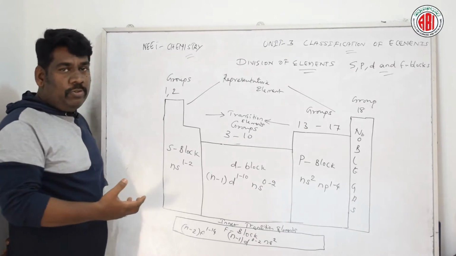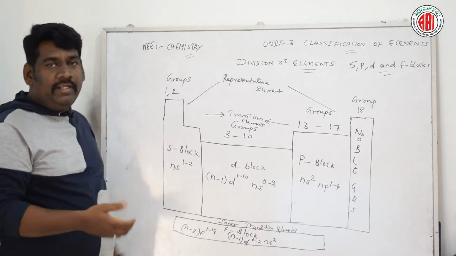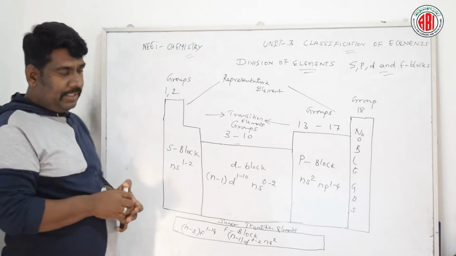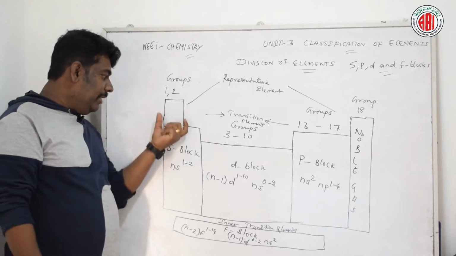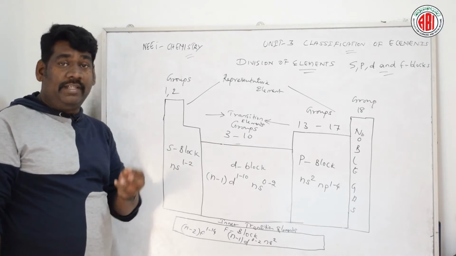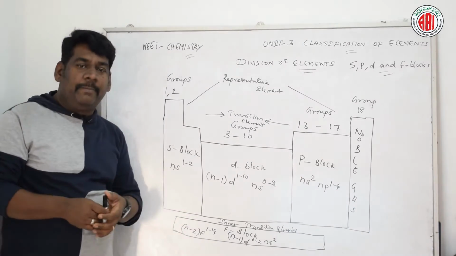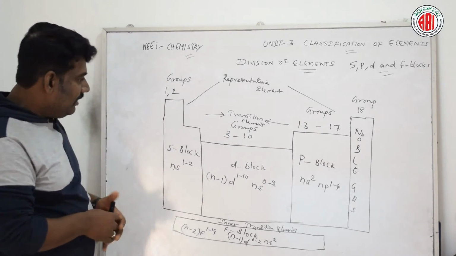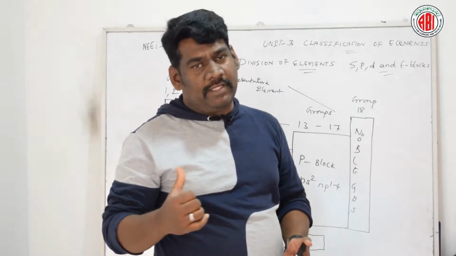Univalent, usually we see in the alkali metals. Bivalent, usually we see in the alkaline earth metals. And finally, the elements in the S block readily form ionic compounds, except for some exceptions like lithium and beryllium. So these are the general characteristic features of the elements present in the S block.